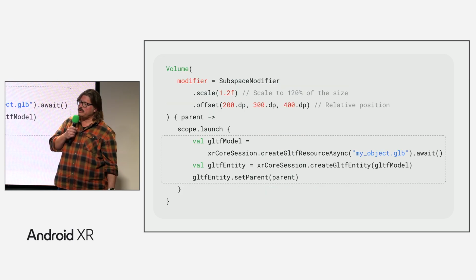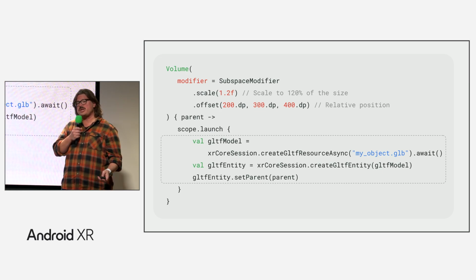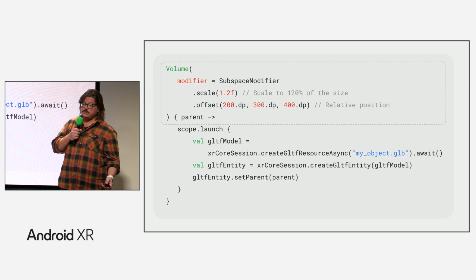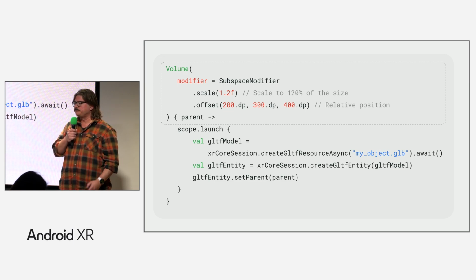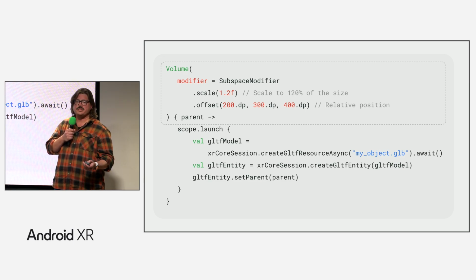When you want more control over things like the position of the 3D model, the relative size, or fine-grained animations, you can load a GLTF resource directly in your app. Once the 3D model is loaded, you can use the volume composable to wrap a GLTF model entity and apply subspace modifiers to control how it's presented. Using volume allows you to declaratively place 3D models relative to your spatial UI.